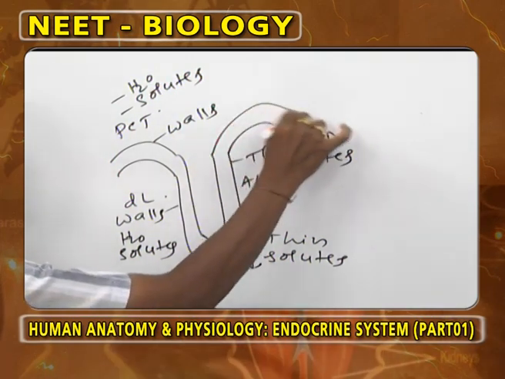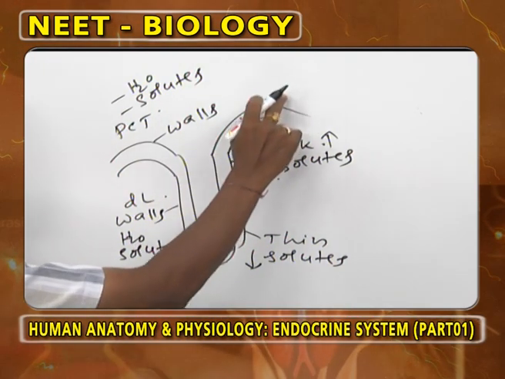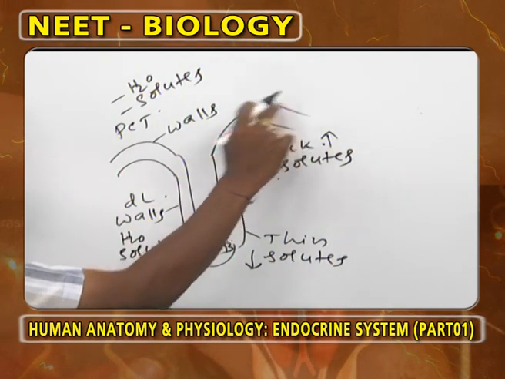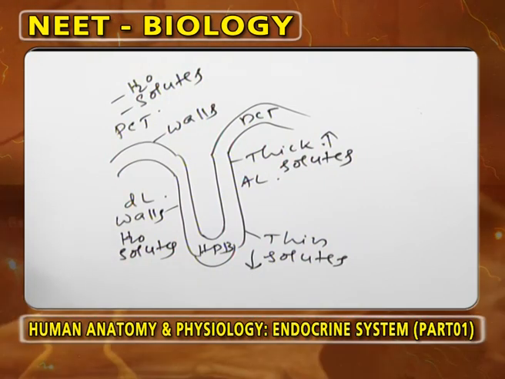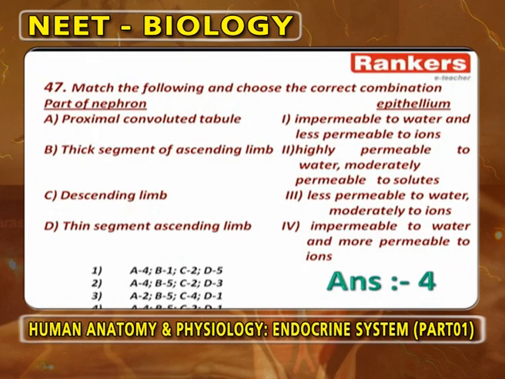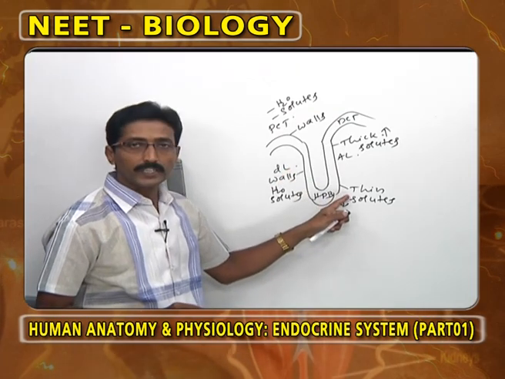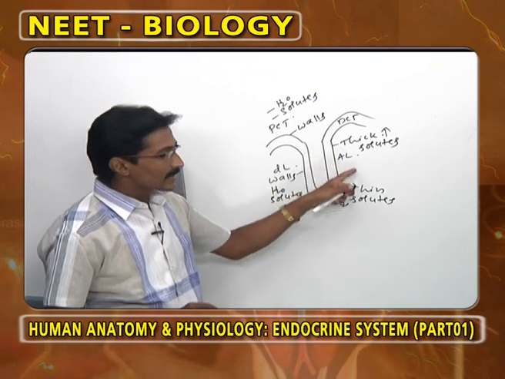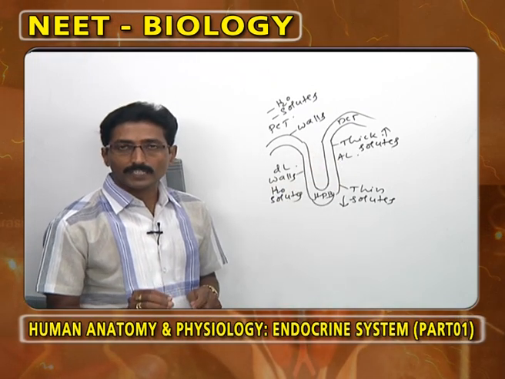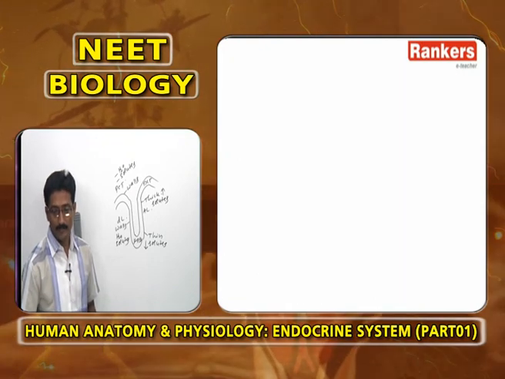Now this one we call the distal convoluted tubule. It is permeable to water as well as solutes. Now you observe the first one is PCT, the proximal convoluted tubule, the thick segment of the ascending limb, and the descending limb, and the thin segment of the ascending limb. Now based on this information, what is the correct answer? That is the fourth one. Now we go for the next question.